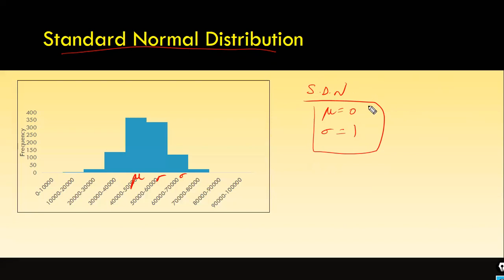So the scientists in the past came up with the standard normalization. They wanted to standardize this, so they came up with some fixed values. Mu is always 0, and sigma is equal to 1. So 1 sigma above the mean, 2 sigma, 3 sigma; 1 sigma below the mean, 2 sigma below the mean, 3 sigma below the mean. That is how they want to quantify it.